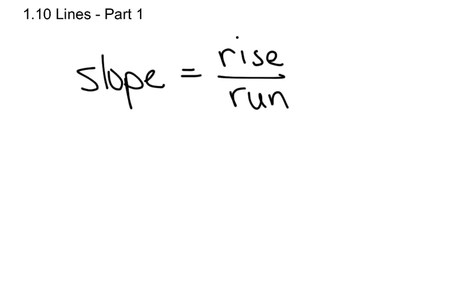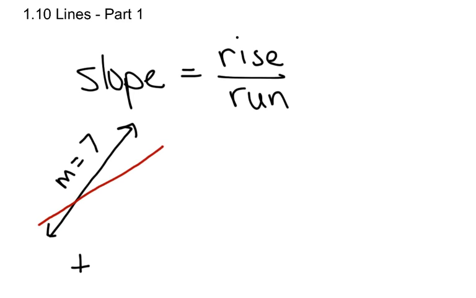Rise being how far you go up or down, depending on if the slope is positive or negative, and run is how far you go to the right. So if I give you this line, not only has positive slope, but it's pretty steep. So let's say maybe the slope is 7. So a slope that's less than that, like let's say I had a slope of 3, the line won't be as steep, but the slope is still positive.